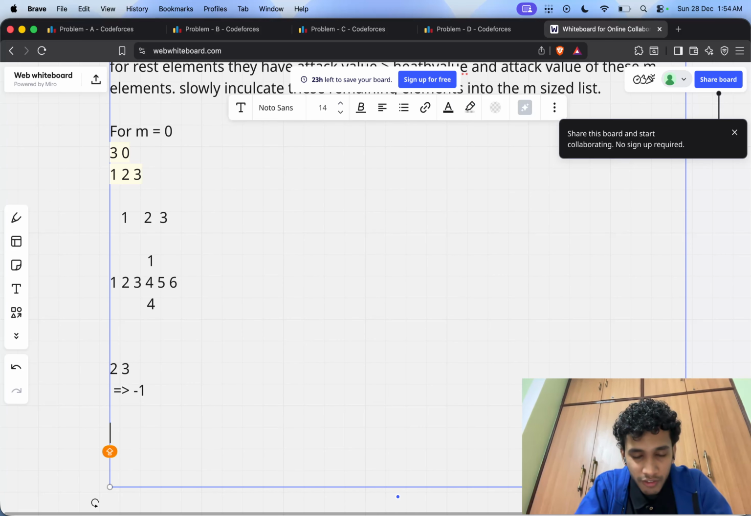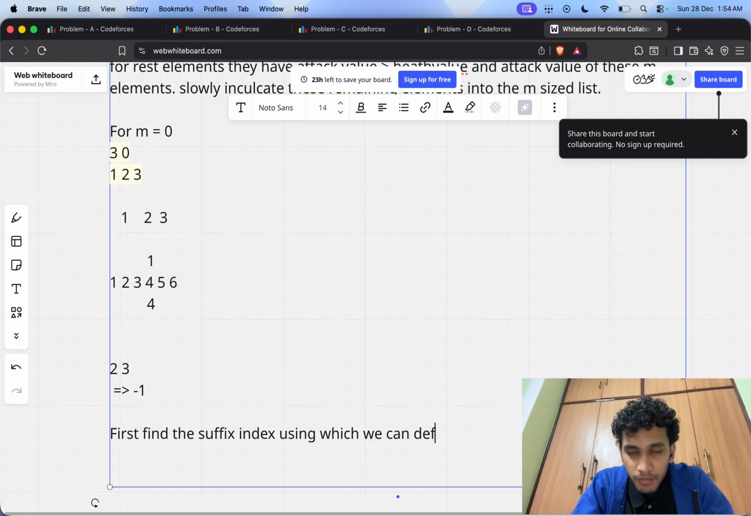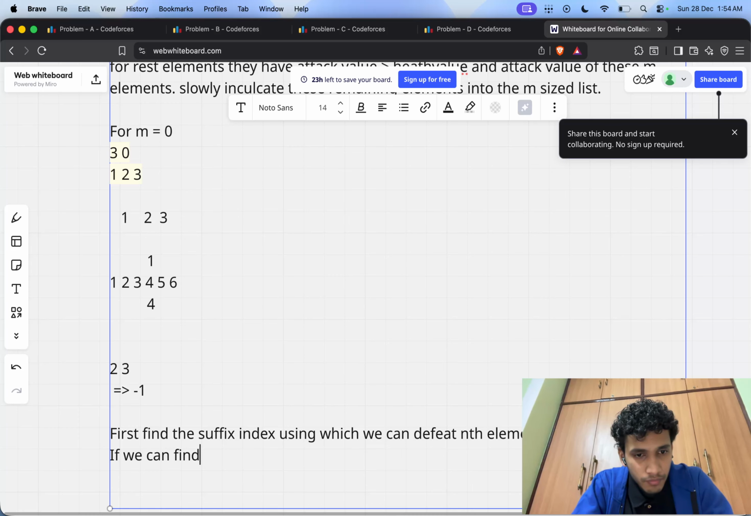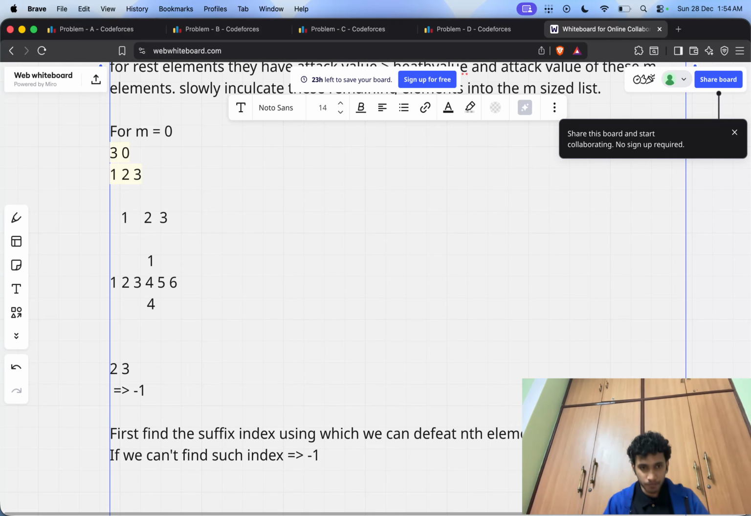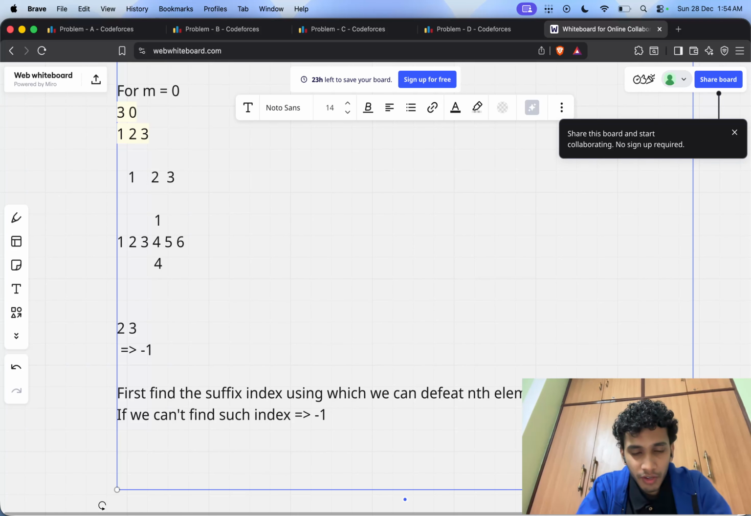Now, what did we construct? We said that first, find the suffix index using which we can defeat the nth element for sure. If we can't find such an index, what is our answer? It is minus 1. But if we can find it, what is our construction?